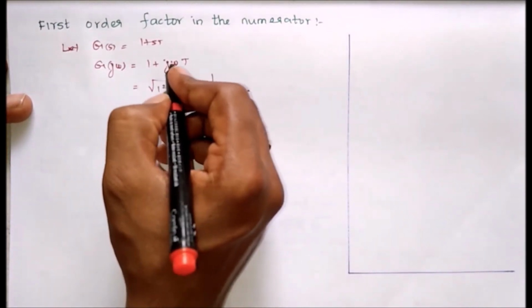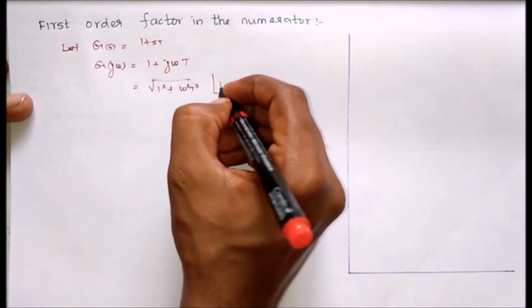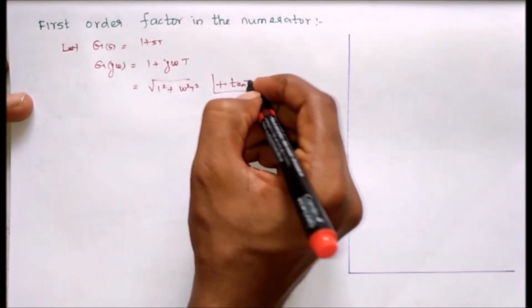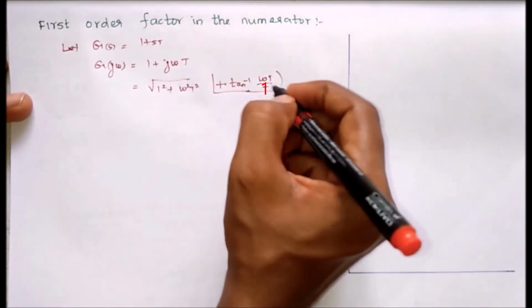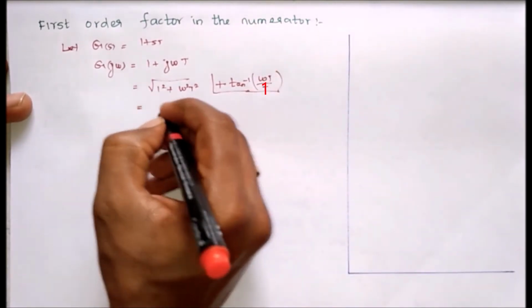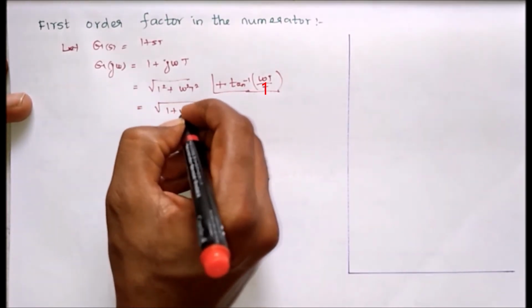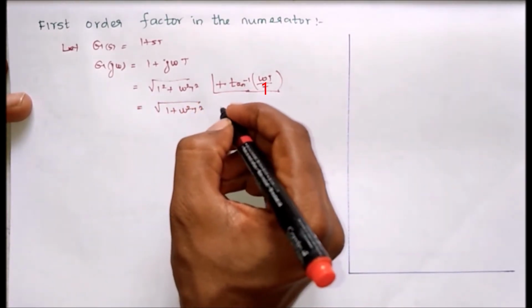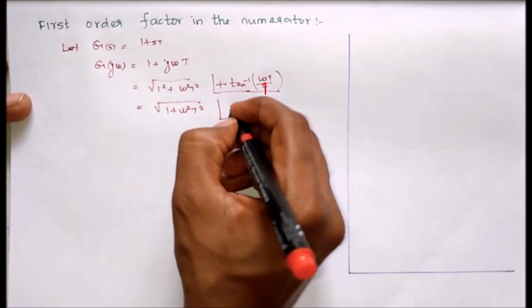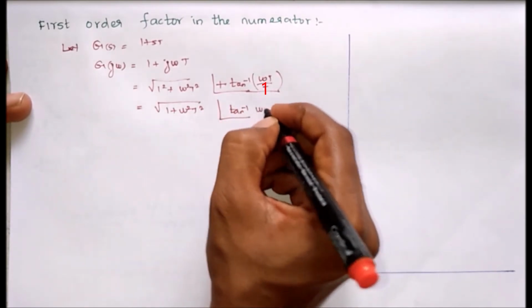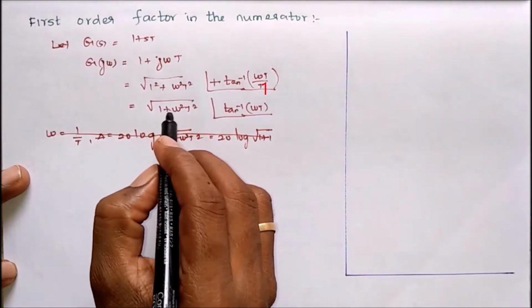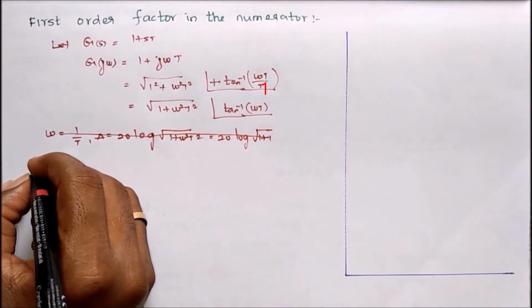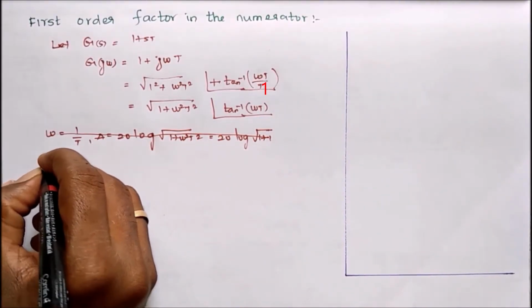The angle is, here j is in the numerator, therefore plus tan inverse of imaginary part omega T divided by real part. So now the magnitude is the square root of 1 + omega square T square, and the angle is tan inverse of omega T. From this magnitude and phase, we have to consider low frequency.